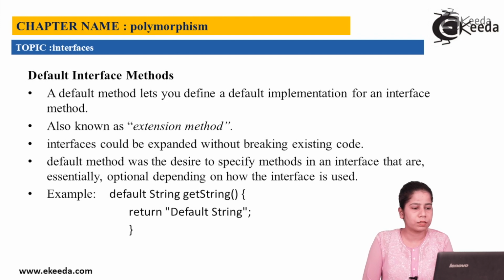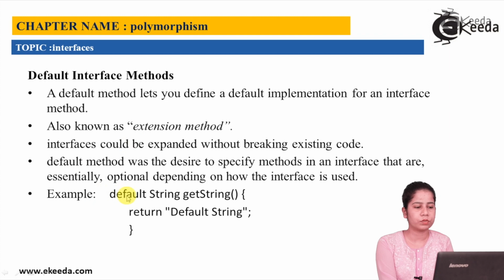Default methods specify methods in an interface that are essentially optional, depending on how the interface is used. That is pluggable. Whenever you want, you can use it; whenever you don't want, don't use it. So how can we declare a method like this? Here the syntax is a bit different, so you have to pay more attention.